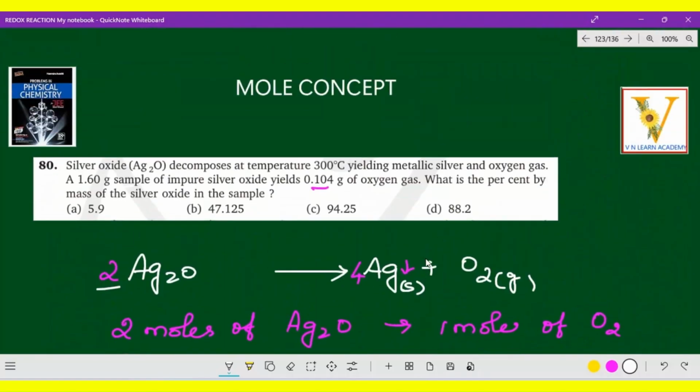Now, which is the correct option? Actually 94.25 is the correct option. Okay, hope you got the clarity.